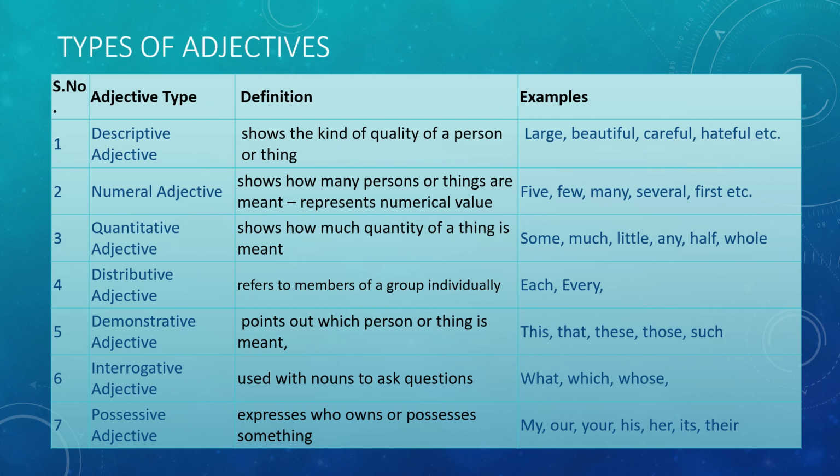Distributive adjective. It refers to members of a group individually. Each student is applauded for their extension activity. Demonstrative adjective. It points out which person or thing is meant in the sentence. Those boys are the culprits.